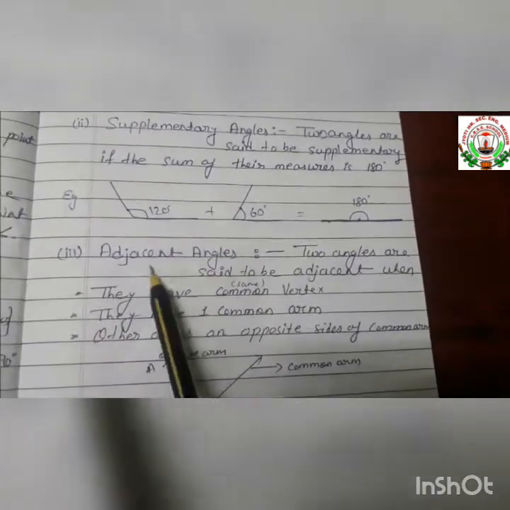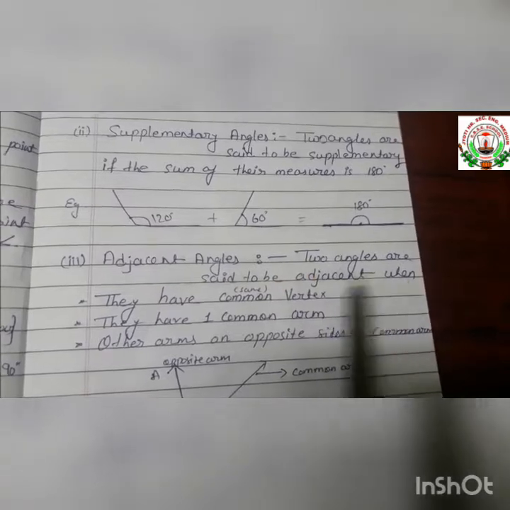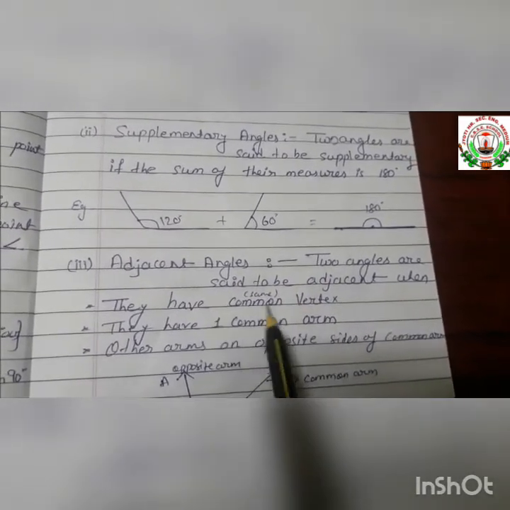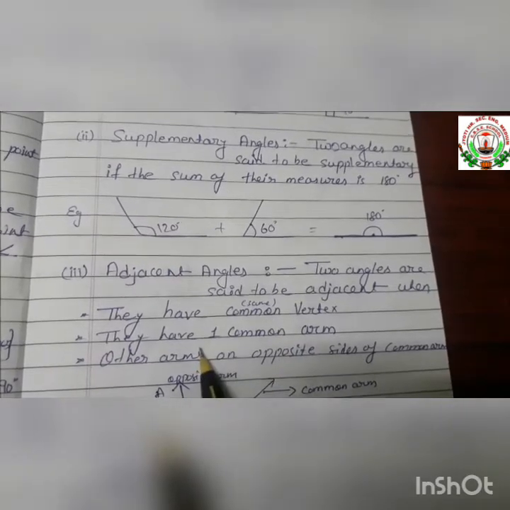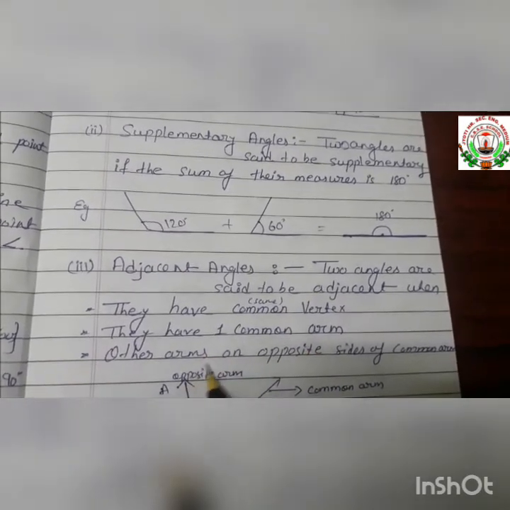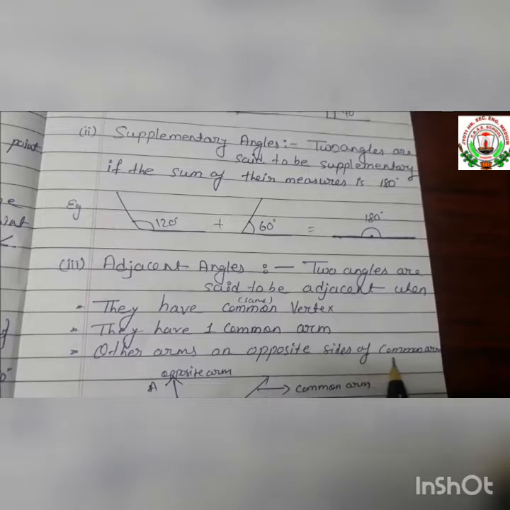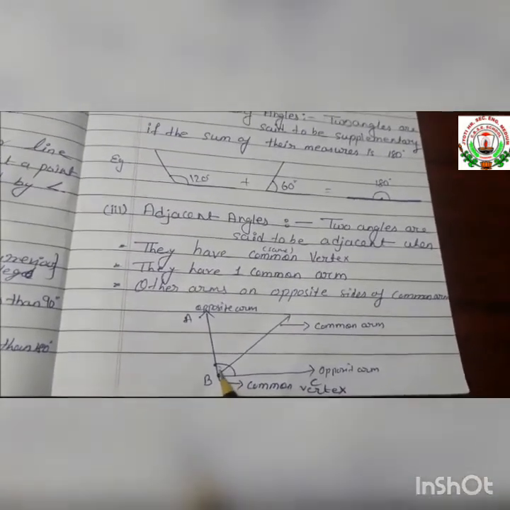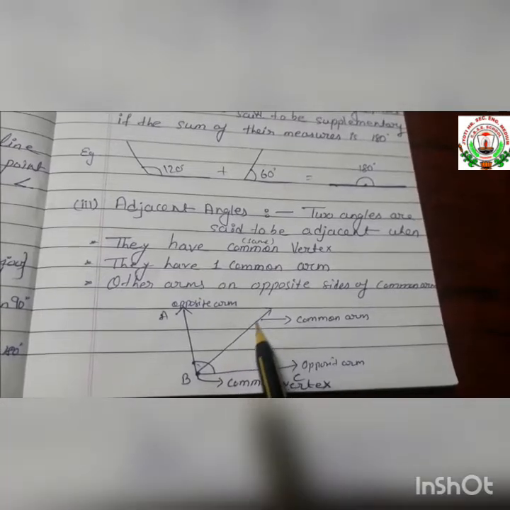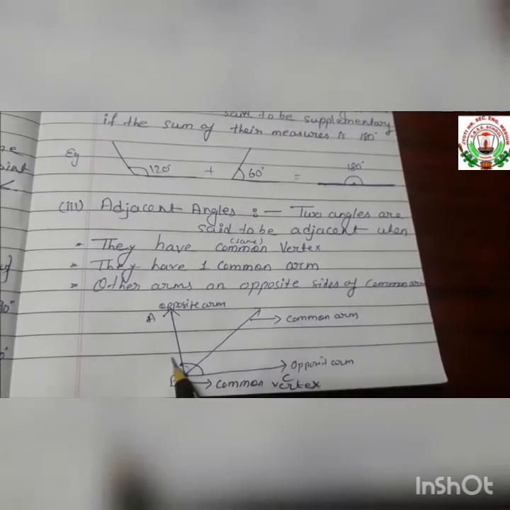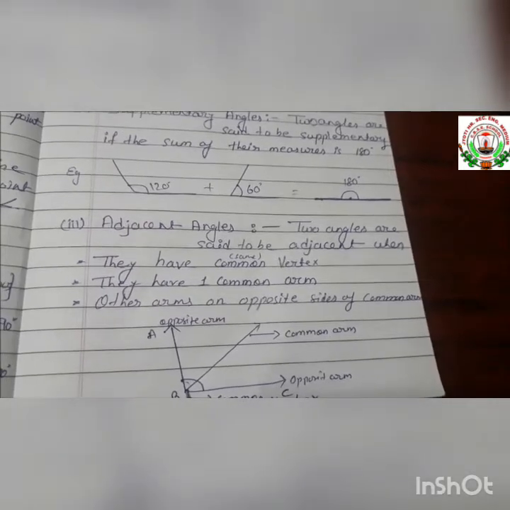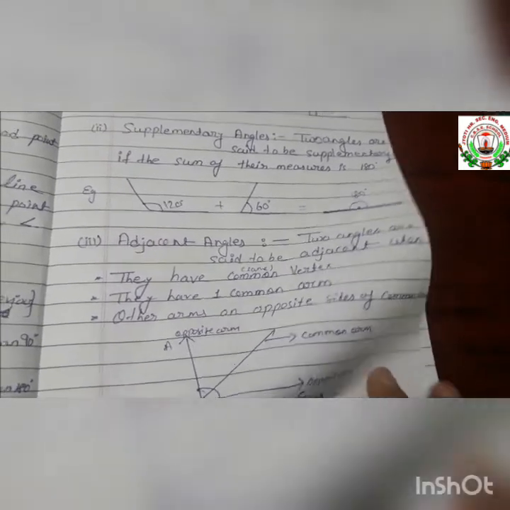Now the third, adjacent angle. Two angles are said to be adjacent angles when they have the common vertex, they have the common arm, and the other arms are on opposite sides of the common arm. That means an angle is said to be an adjacent angle when it has a common arm and the common vertex. This type of angles are said to be adjacent angles.